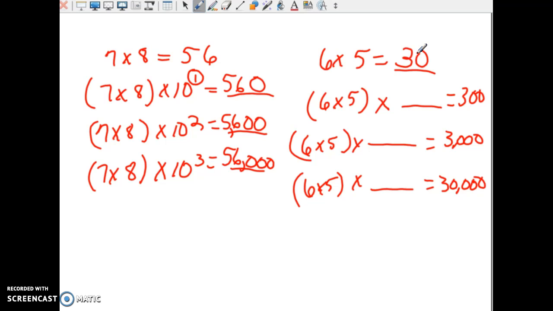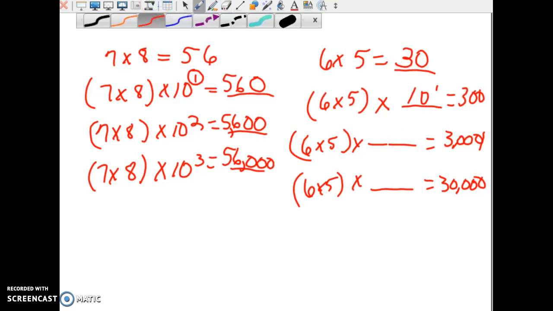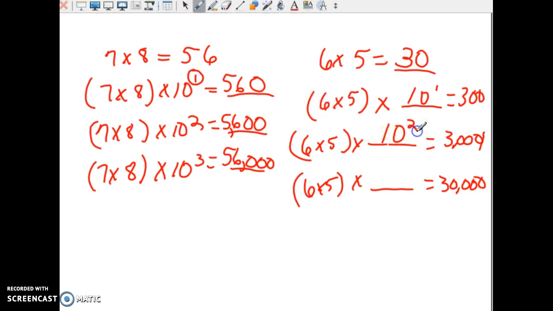Right? But one of them is this. So this is 10 to the first power of 10. This is 30. So one of these is this. So this is the second power of 10. And then again, we would have 30. So one of these would go away. So this is 10 to the third power.